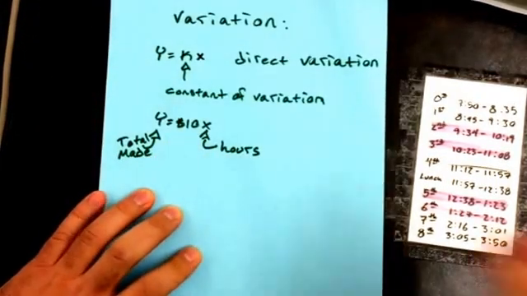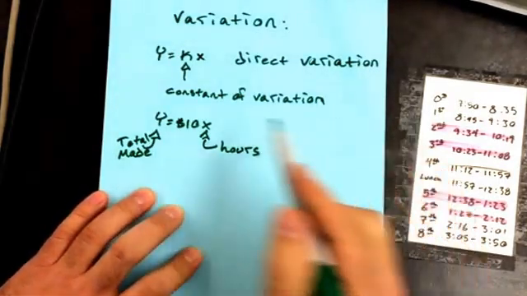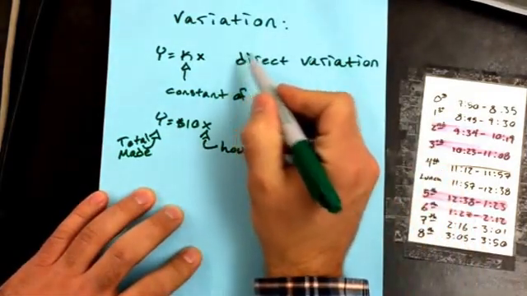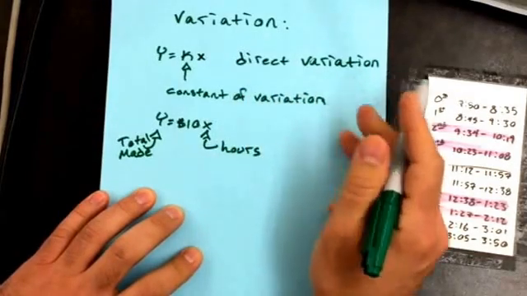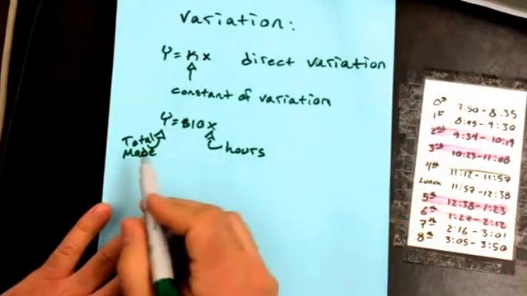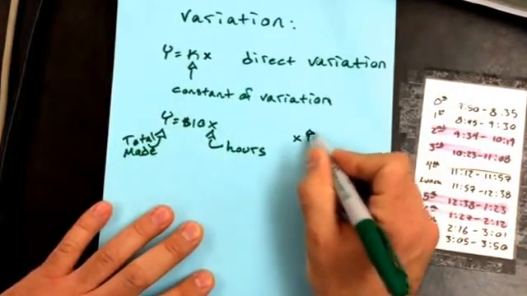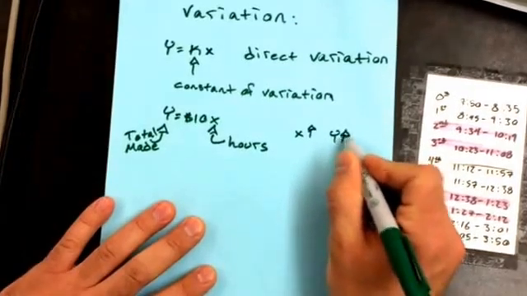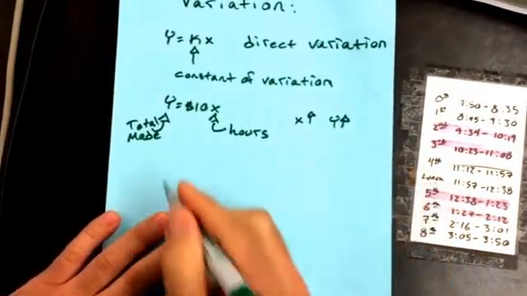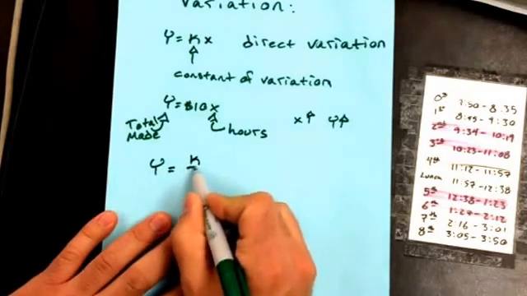And this is like a linear equation, just with a y-intercept of 0. So direct variation is a linear equation with a y-intercept of 0. That's kind of how we look at it. The more you work, the more money you make. So as one thing goes up, the other thing goes up. That's direct variation.